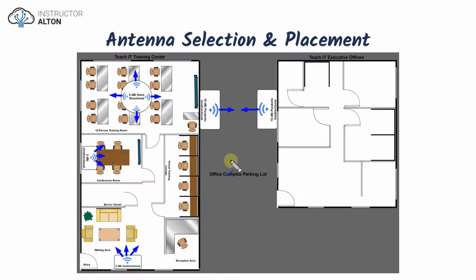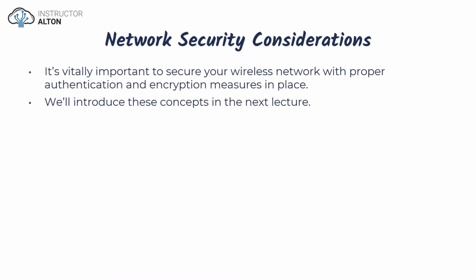Now let's take a look at network security considerations. So the last thing that we need to consider is network security. Network security in this day and age is vitally important to any network, whether it be a home network or a school network or a business network. We need to make sure that we have proper authentication and encryption measures in place, as well as other measures in place.